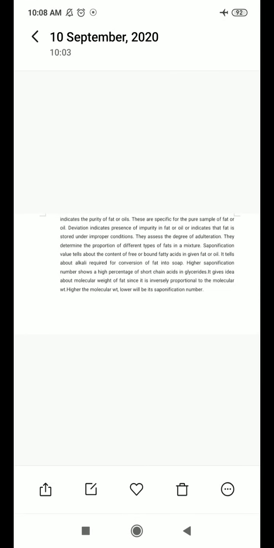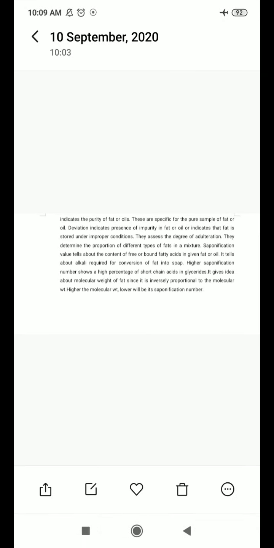The actual sample is castor oil, which is a pure one, with purity of 99 point something, but for commercial benefit people mix in inferior quality oil so that they get commercial benefit from that. So adulteration is generally done for commercial benefit. They assess the degree of adulteration. They determine the proportion of different types of fat in a mixture.